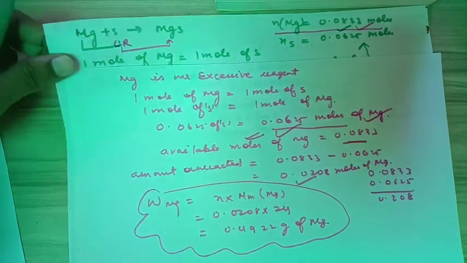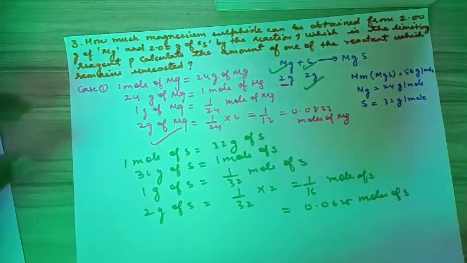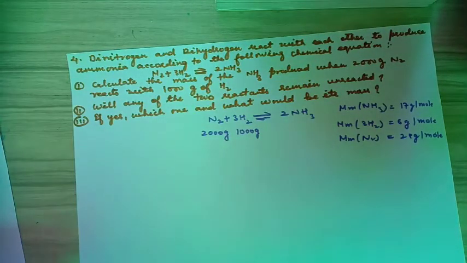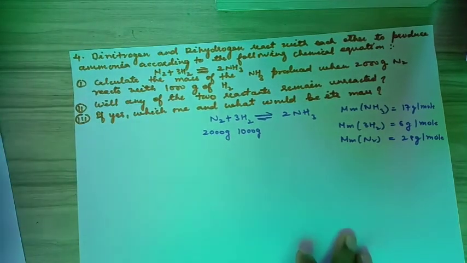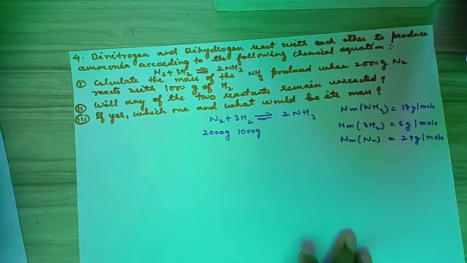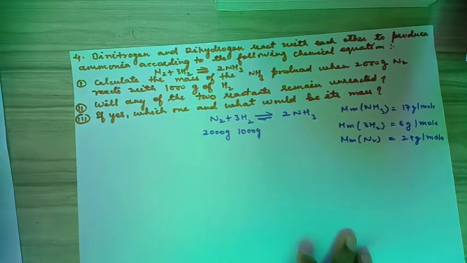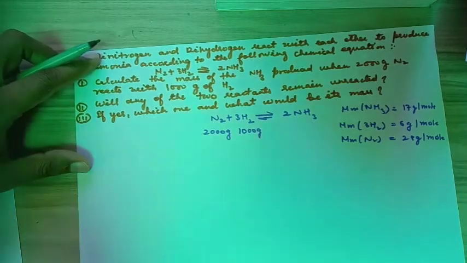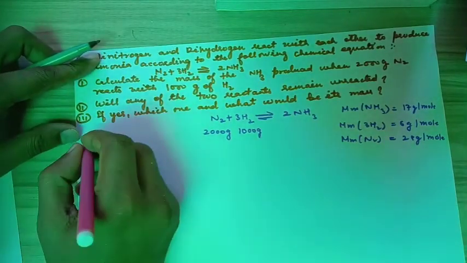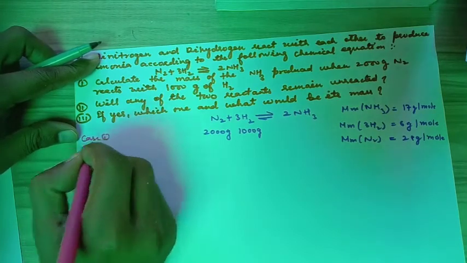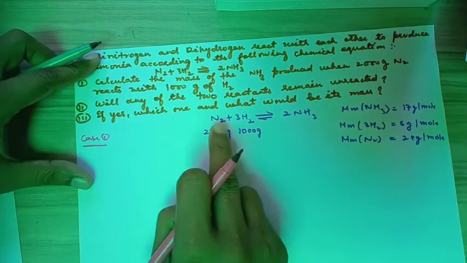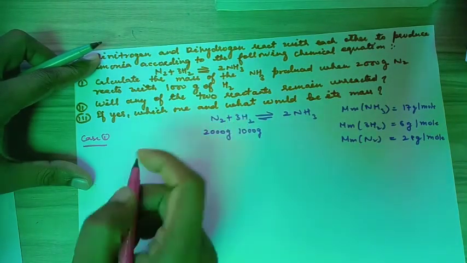Now let's solve another question. That's the last part of the session. Here we are given that dinitrogen reacts with dihydrogen to produce ammonia. Now we have to find the limiting reagent, which is in excess, and by how much. So let's solve it. So we'll be using case number 1, that is to find the amount of N2 and H2 and compare with the amount obtained from this equation.